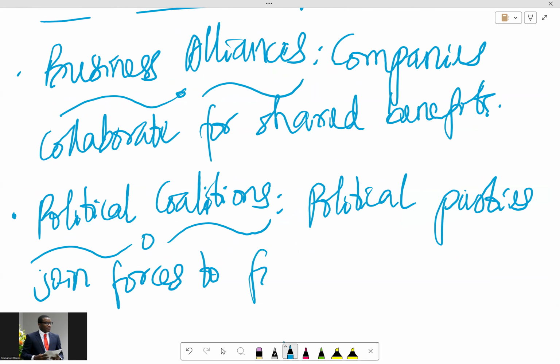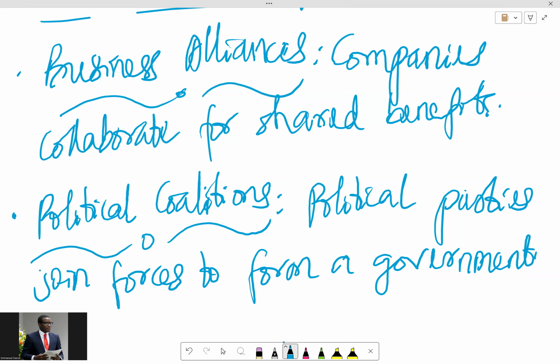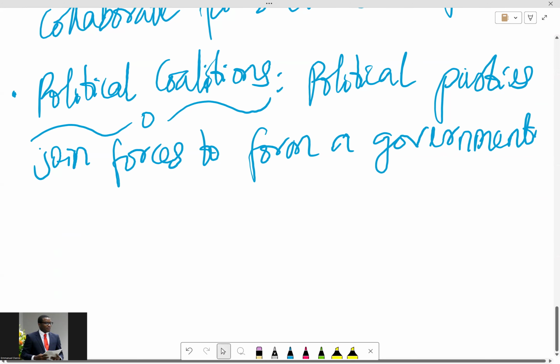to form a government. There are some situations where in an election, the winning party does not win with a significant margin. As a result of that, they have to share power with other parties. So that's a good example.